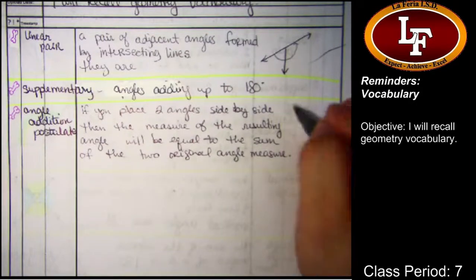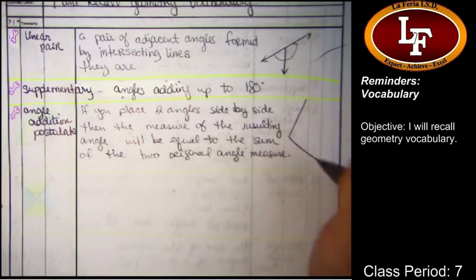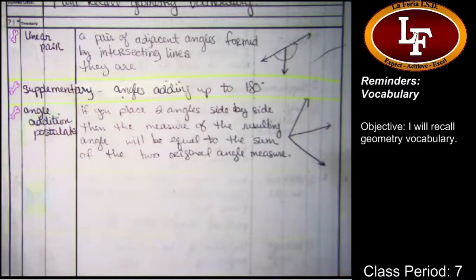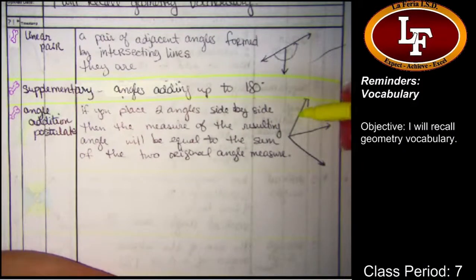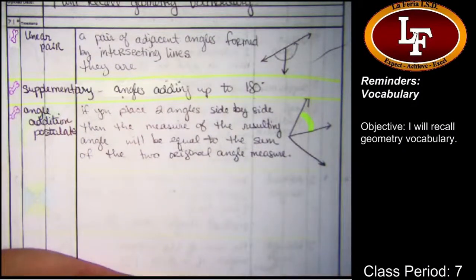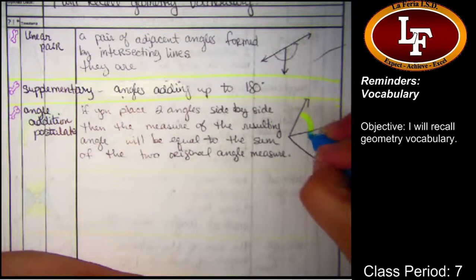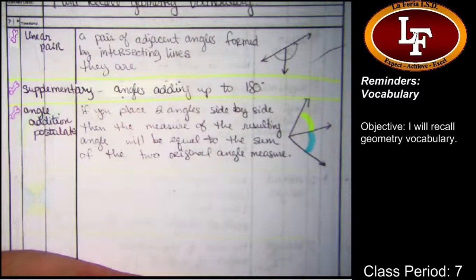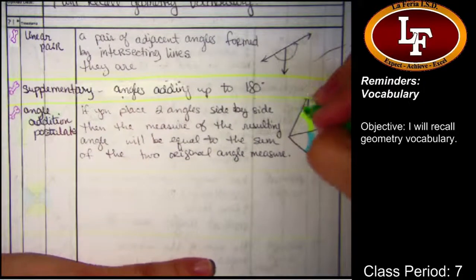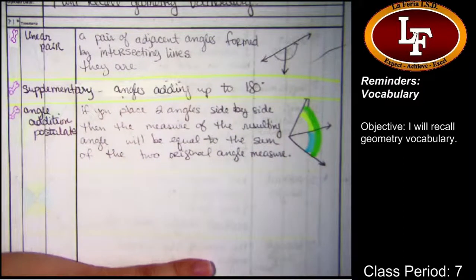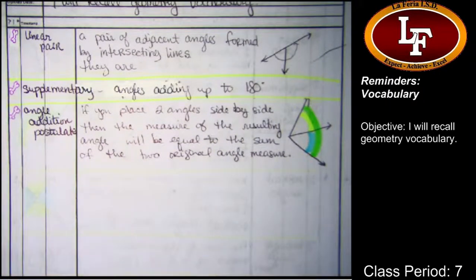All right, so it's going to kind of look something like this. I'm going to have one angle measure, and then the angle that's side to side with it, this other angle measure. And if I add their values up, it's going to give me this one. Miss, what does that say? It says the measure of the resulting angle.